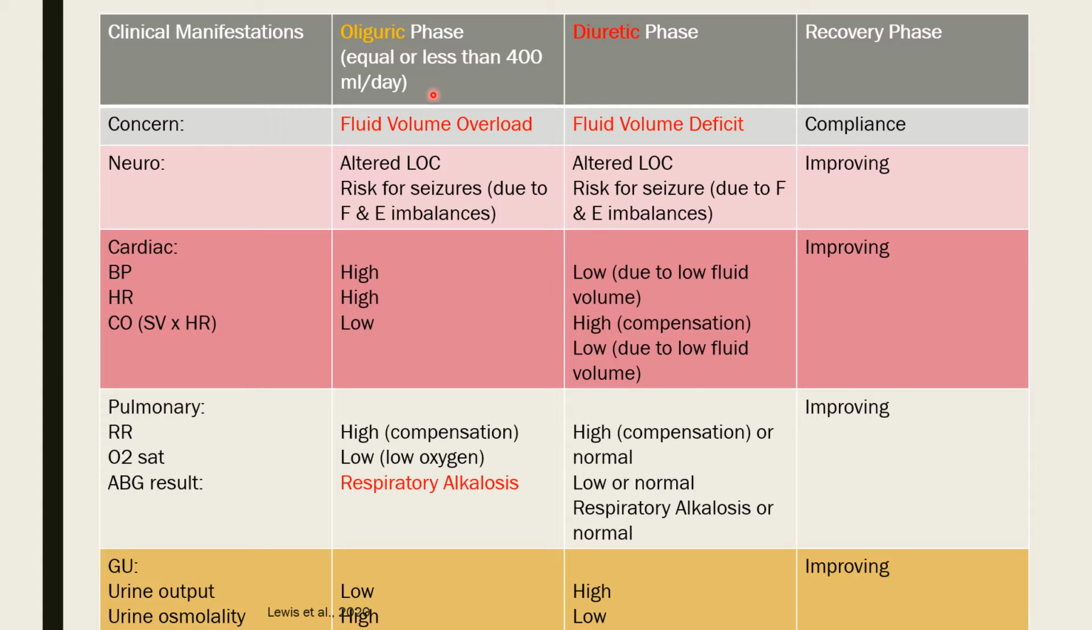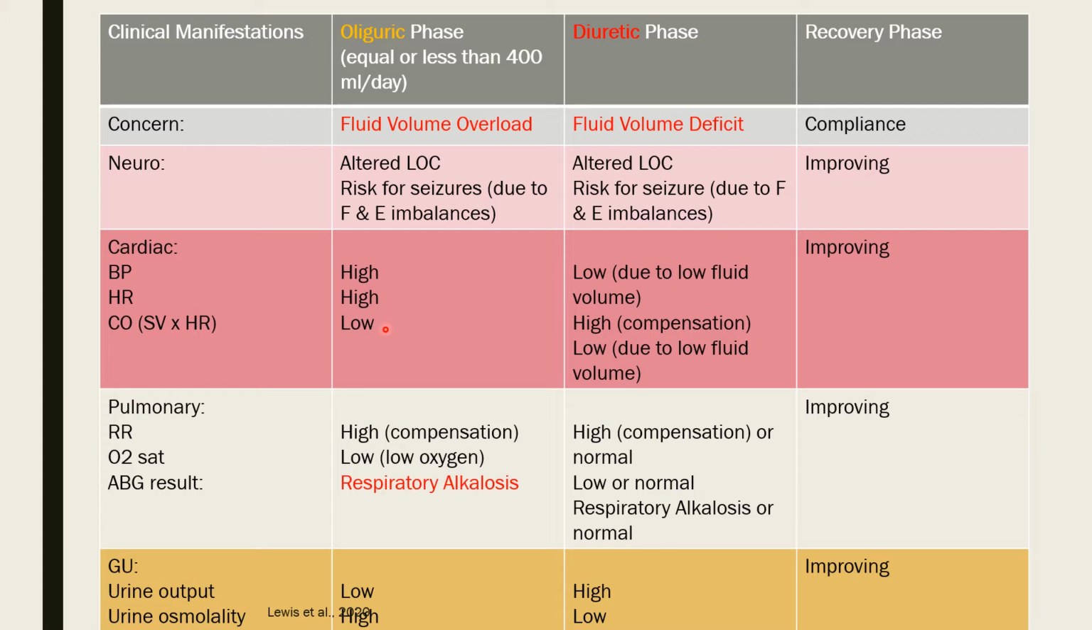So this is what's going to happen. Since your patient is not urinating as much, your main concern is the fluid volume overload. And what's going to happen if your patient is accumulating a lot of fluids is, let's jump into cardiac, your patient will have high blood pressure. The heart rate will be high, as it's trying to compensate with so much fluid. However, because of too high blood pressure and too high heart rate, the cardiac output is low.